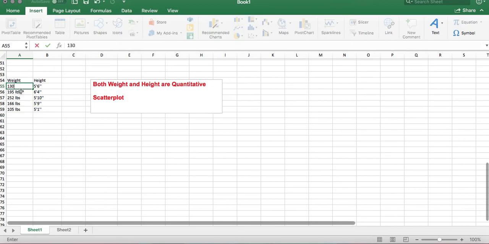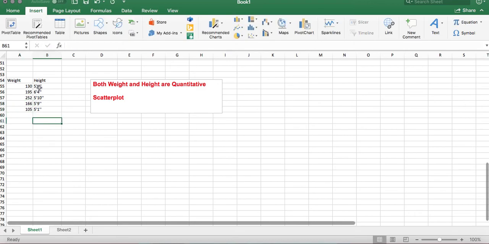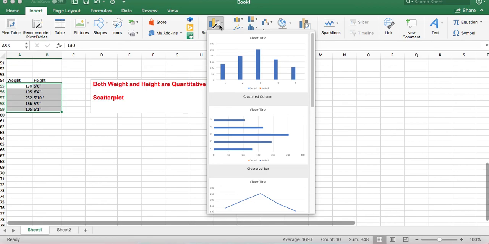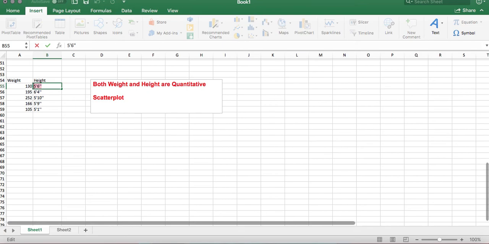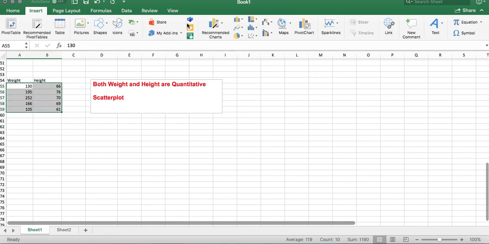So let's do this. 195, 252, 166, and 105. Sometimes Excel gets grumpy whenever we have those values in there. Let's see if it'll do that. Let's do this in inches. So that would be 66, that would be 76, this would be 70 inches, and 69 inches, and 61 inches. I don't know if all that's correct, but we'll find out.